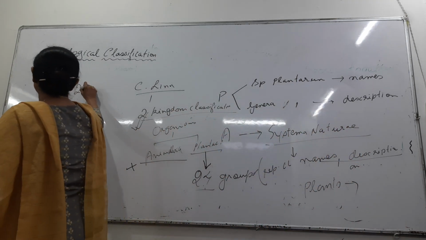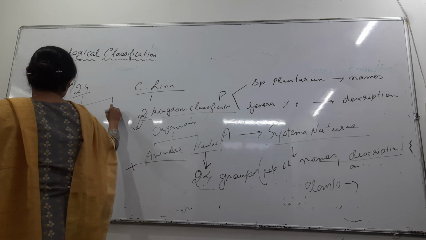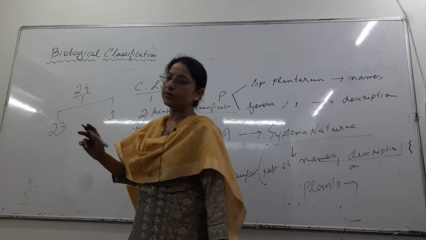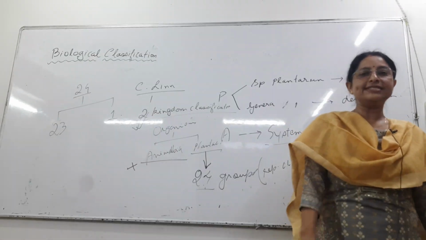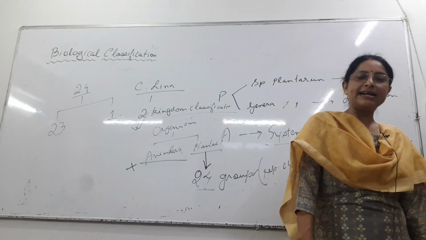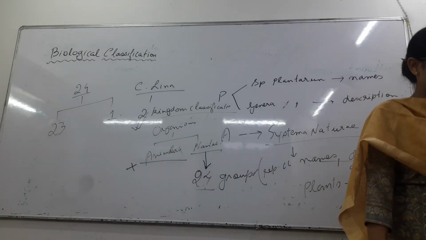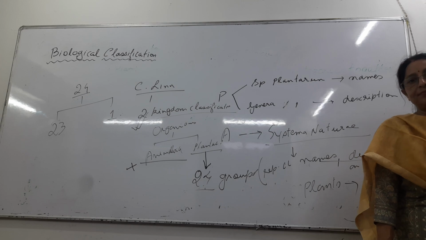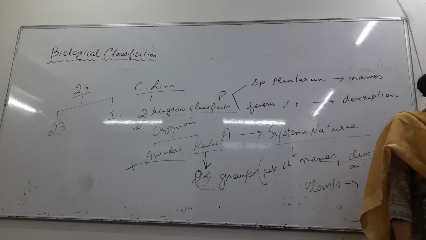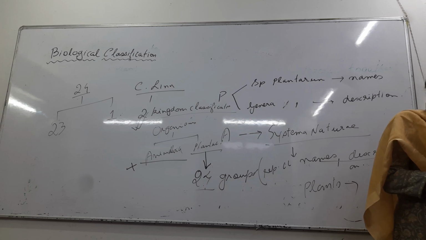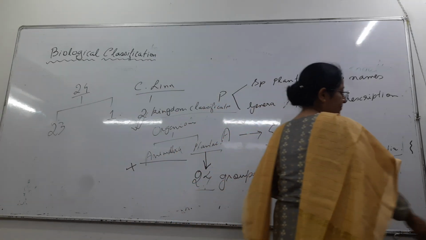Out of these 24, he has again divided them into two groups: 23 and 1, on the basis of flowering and non-flowering. Okay, we'll talk about that only.